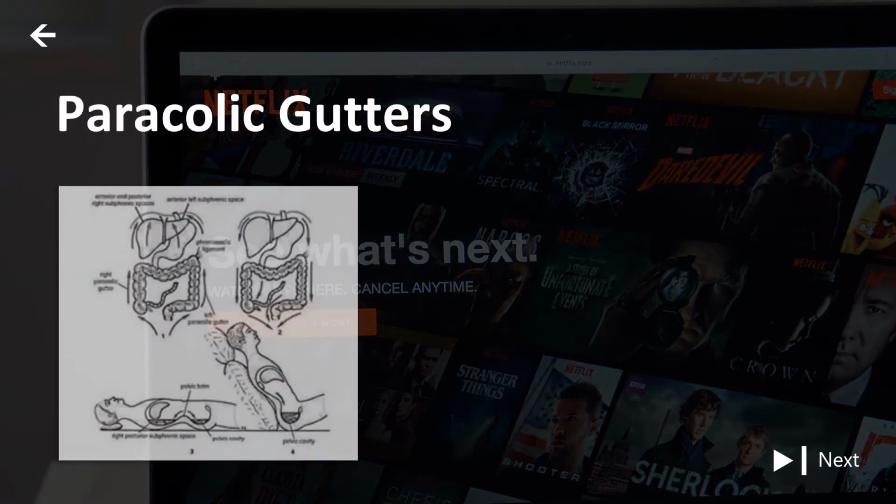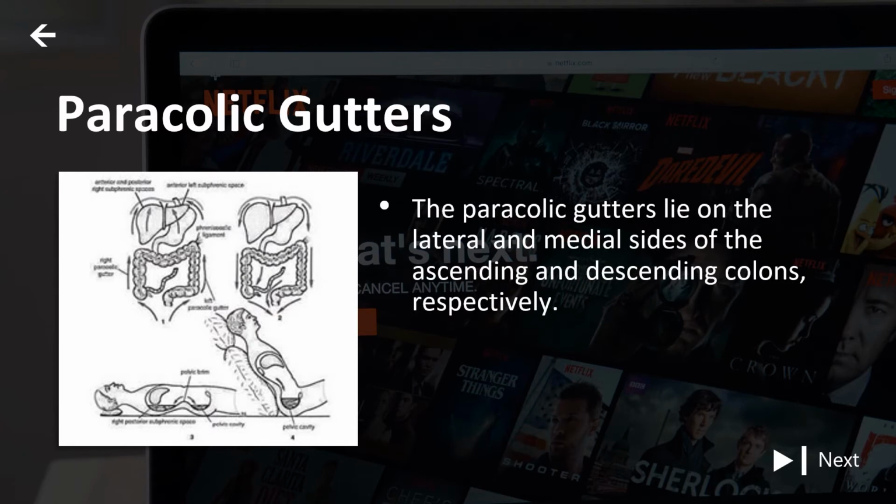Paracolic gutters. The right and left paracolic gutters are peritoneal recesses on the posterior abdominal wall lying alongside the ascending and descending colon. The main paracolic gutter lies lateral to the colon on each side. It is continuous with the peritoneum as it descends into the pelvis over the pelvic brim.